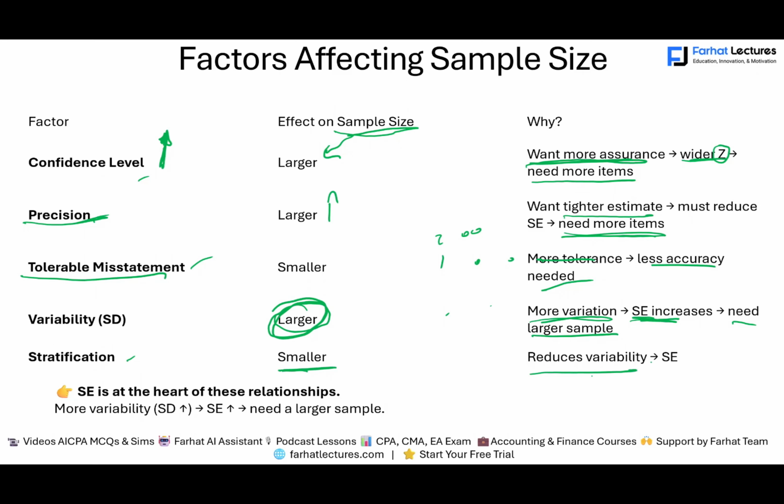You could reduce your variability, which means you reduce your SD. By reducing your SD, you reduce your SE. So notice SE is the heart of this relationship. More variability equals more SE, so you need a larger sample size, and the opposite is true.